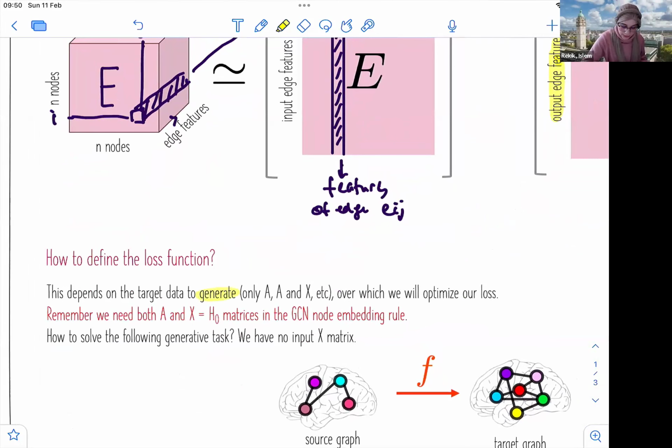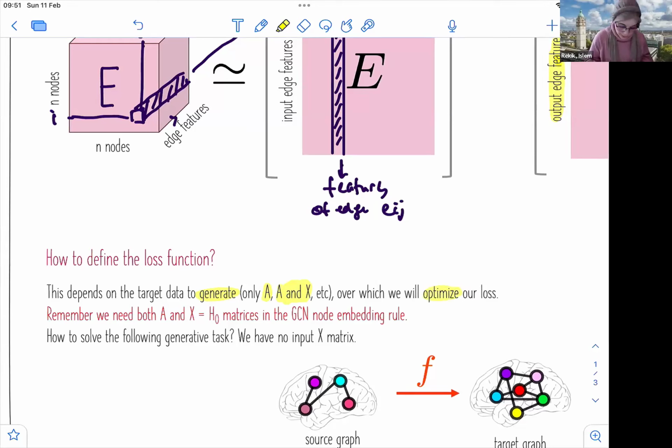Do we want to generate only the A? We don't care about the features. Or do we want to generate the graph topology, the A matrix, and the features assigned to the nodes, where we have a ground truth feature that we want to benchmark against? So we need to select which graph variables we want to optimize over, and these will define what we want to generate.